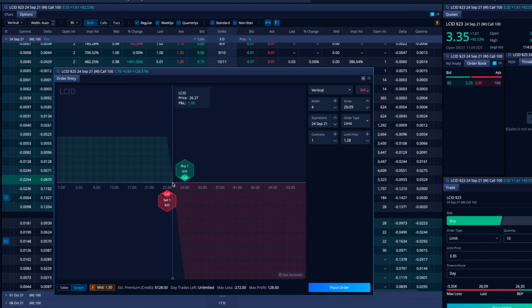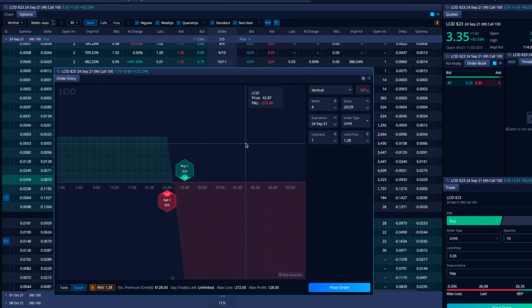But the way we want this to play out is we want this to expire worthless. We want both of these options to expire worthless, and we want to keep the premium that we ended up selling. We want to keep that premium of Lucid, that 128 that we're going to sell this for, and get that credit right here at the bottom. It says estimated premium credit 128, and our max loss is this 272 with our max profit of 128.